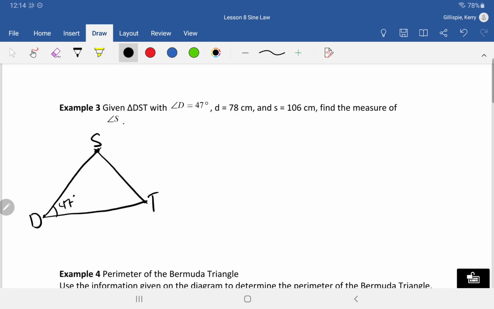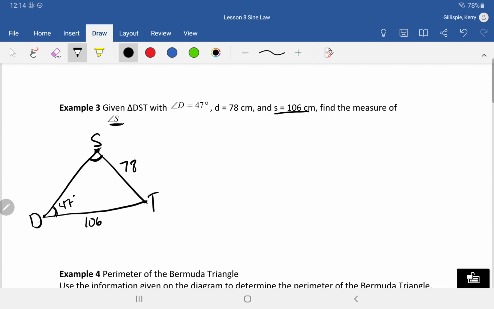We don't really know what side lengths are going to be what until we solve it, so we can't really draw it to scale anyway. Lowercase d is 78. That's always going to be across from the capital angle. And it gives us lowercase s. Lowercase s would be across from capital S, so that's 106. And our goal is to find angle S. So our goal is this one.